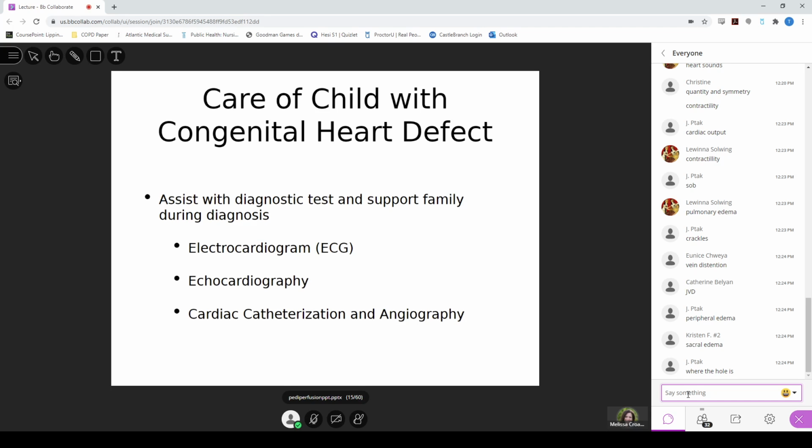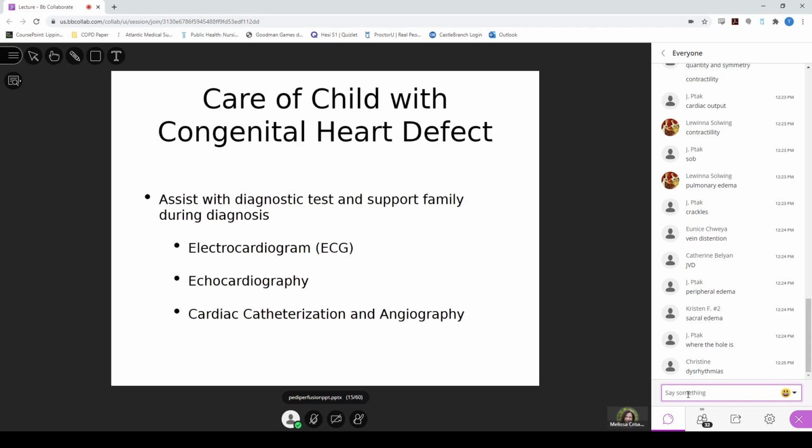What about your electrocardiogram? What can it show you? It can show you dysrhythmias. It can also show you the size of your right ventricle. So if you have any right ventricular hypertrophy, then it'll show on your electrocardiogram, your EKG.